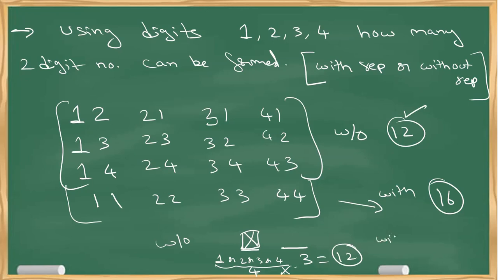Now if I want to do it with repetition, what is the best way I can do? I can do it with 4. The same number can be repeated for this position also, so there are 4 possibilities. So what is the answer? 4 into 4 is 16. This is with repetition. Hope you are clear with this concept.